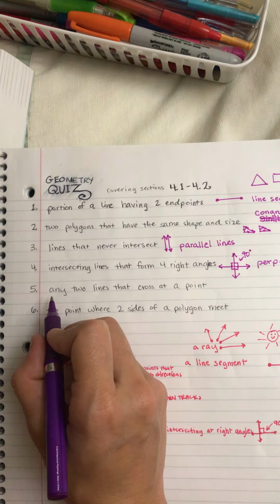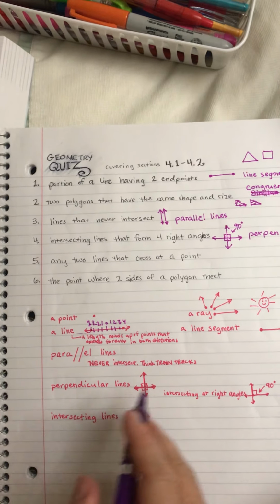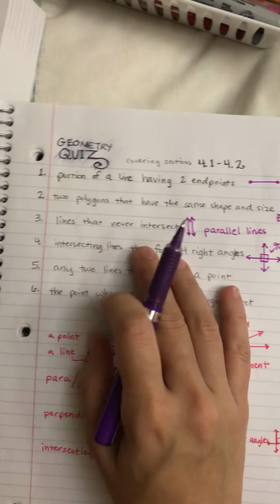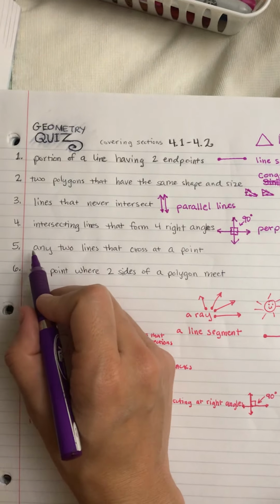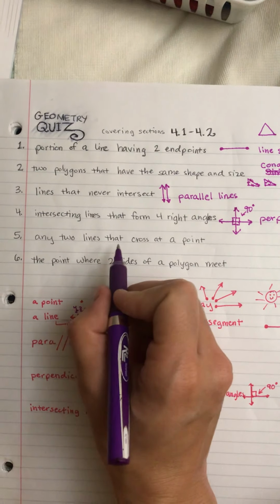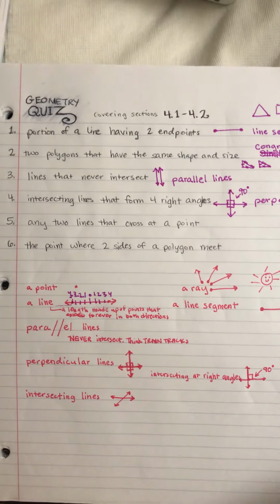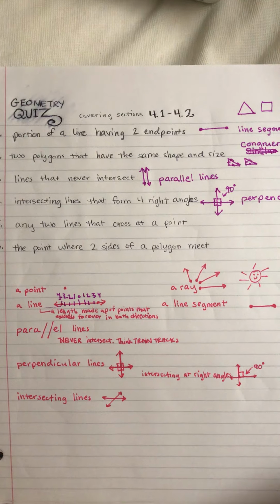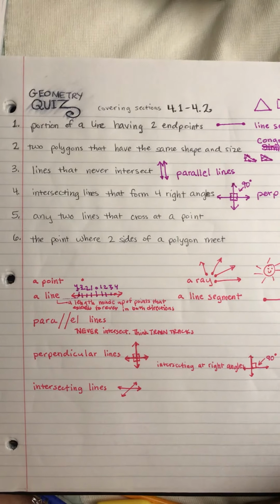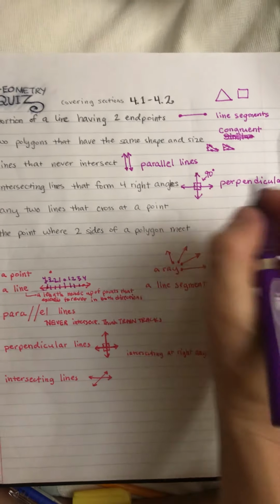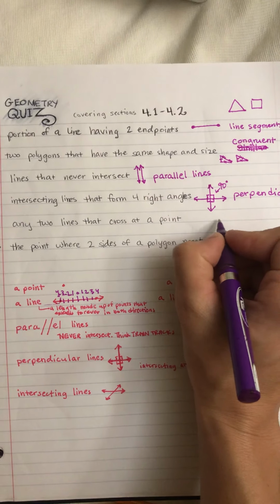And then question 5, and I wrote that down here too, and you can find all of that on page 143 and some on 142 about the lines. Okay, so question 5. Any 2 lines that cross at a point. That is going to be intersecting lines.